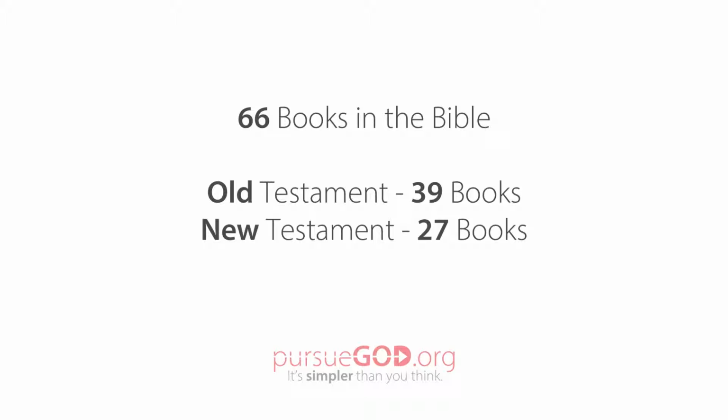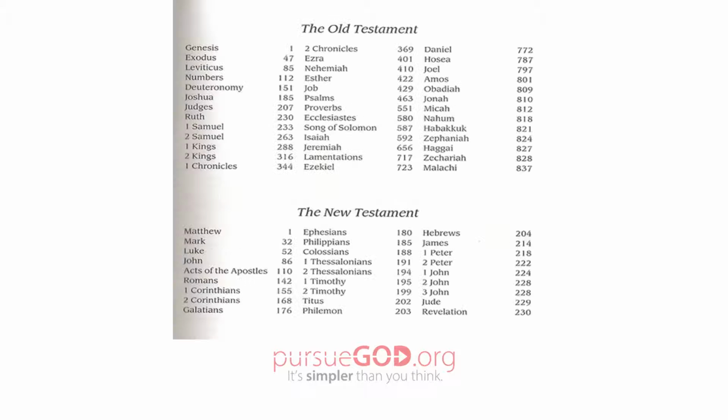So when you open up to the beginning of the Bible, you may have a table of contents that looks something like this, listing out all the different books in both the Old and the New Testament. In the Old Testament, you start with Genesis and go all the way through Malachi, and then in the New Testament, you start with Matthew and go all the way through Revelation.